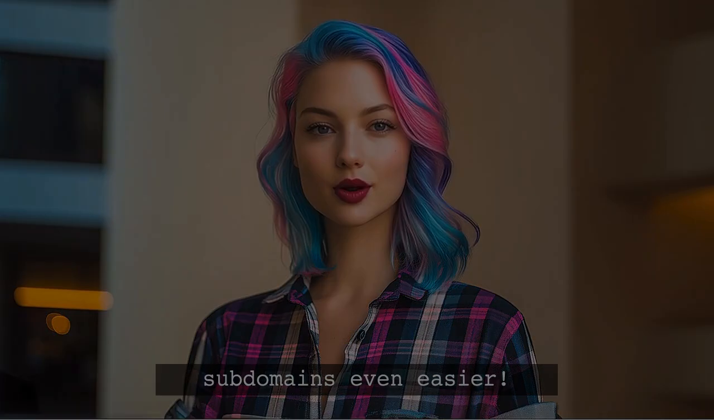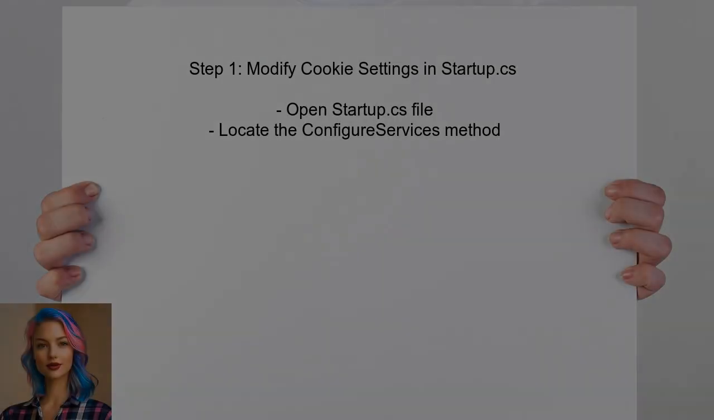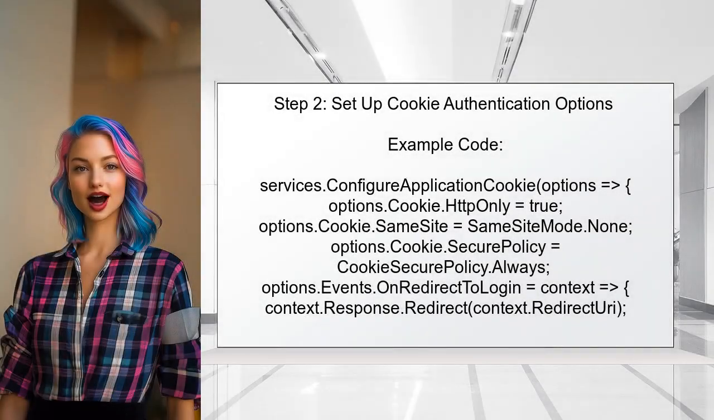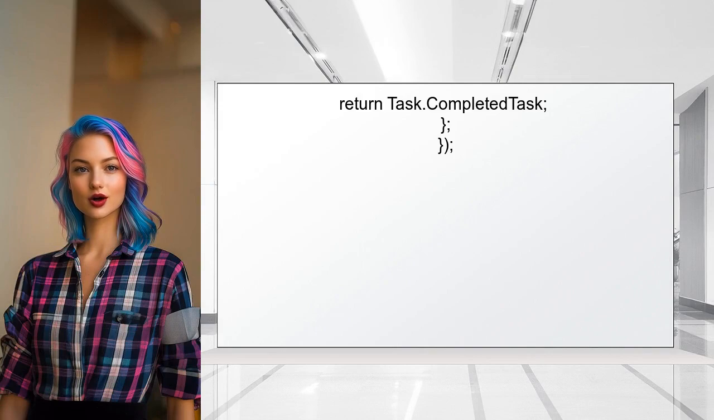To begin solving this issue, the user needs to modify the cookie settings in the ASP.NET Core identity configuration. This involves accessing the startup.cs file. Next, the user should set up the cookie authentication options. This is where the cookie domain will be dynamically set based on the request's host.